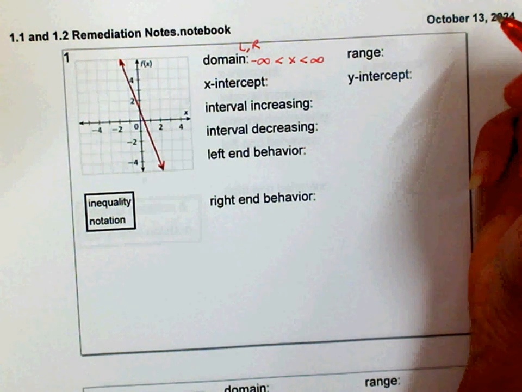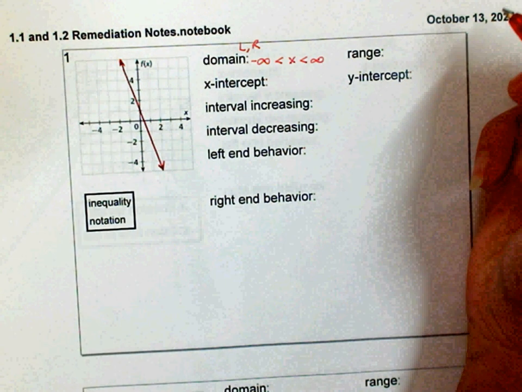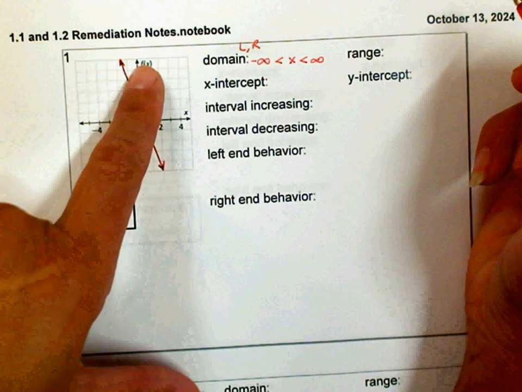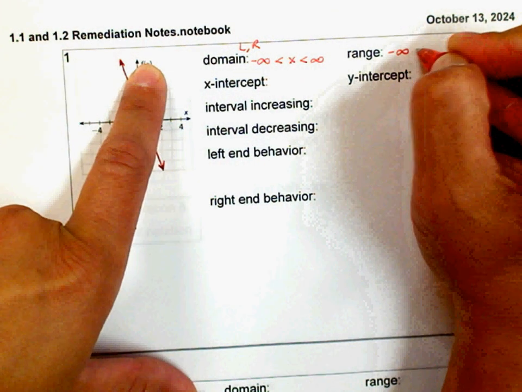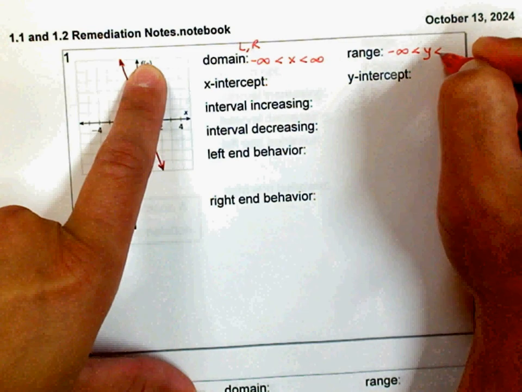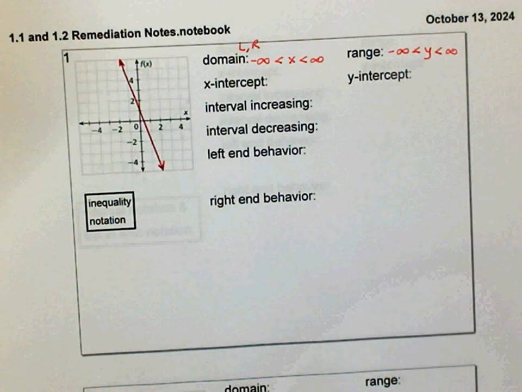Your range is always your y value. Notice I start down here and it goes all the way up. So negative infinity is less than y, which is less than infinity. And there's your inequality notation.